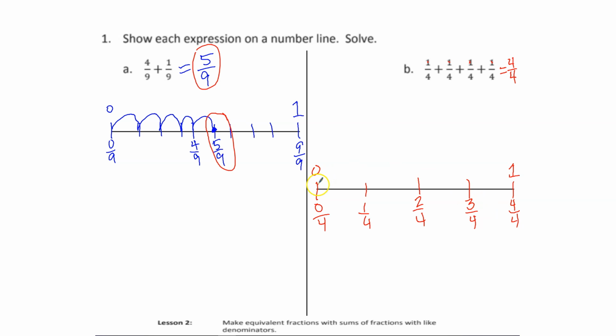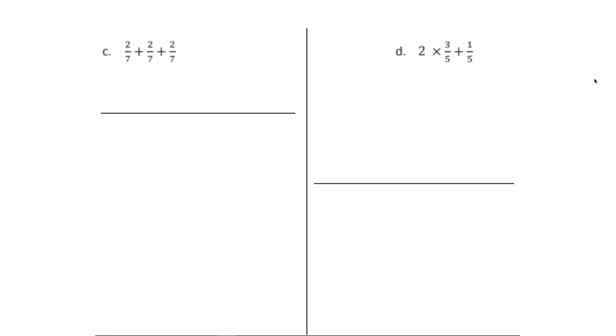And I'm just going to show each one of my jumps. It's plus 1/4, plus another 1/4, plus my 3rd 1/4, and my 4th 1/4 is equal to 1 whole. So 4/4 is equal to 1 whole. And we showed that on our number line. Moving right along. Same thing with C.